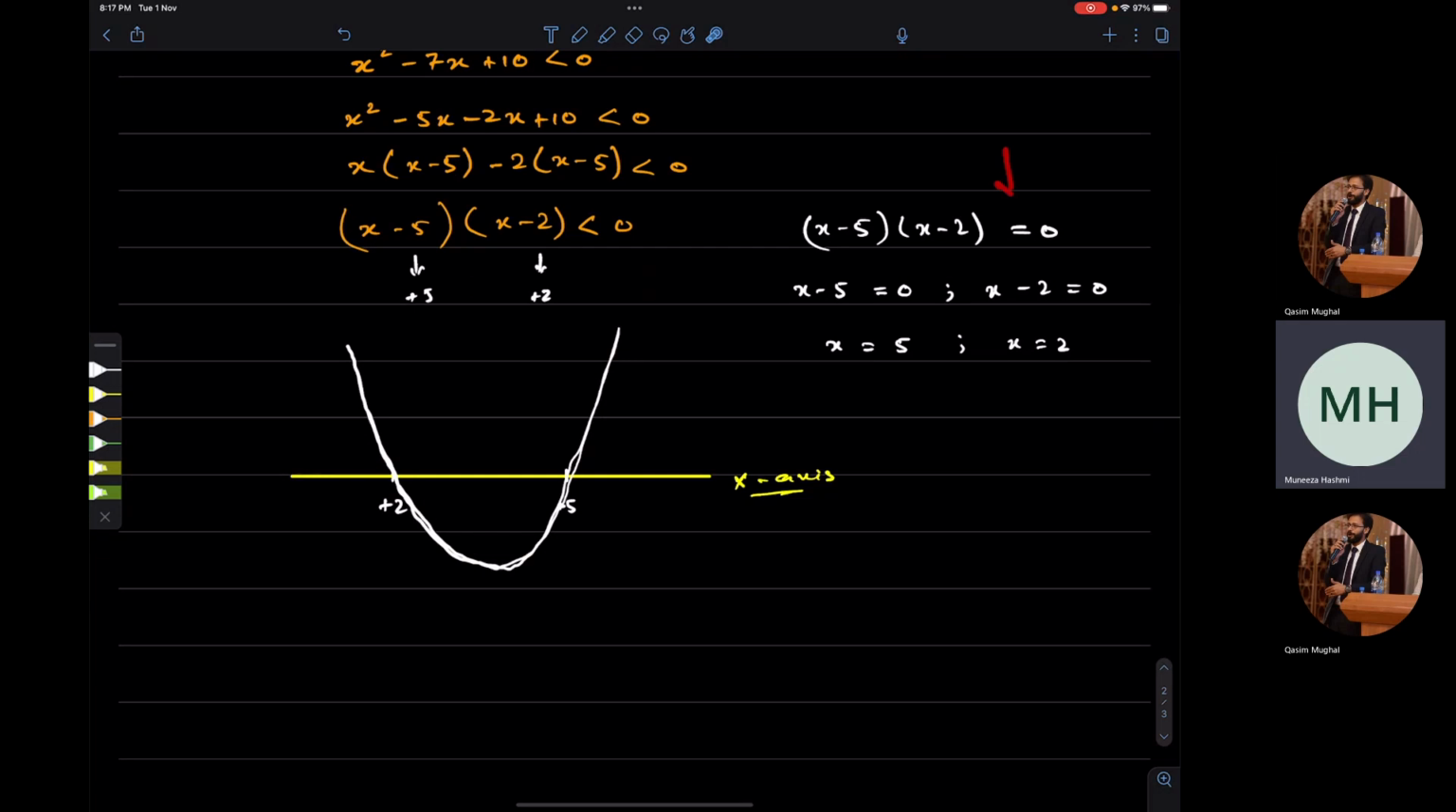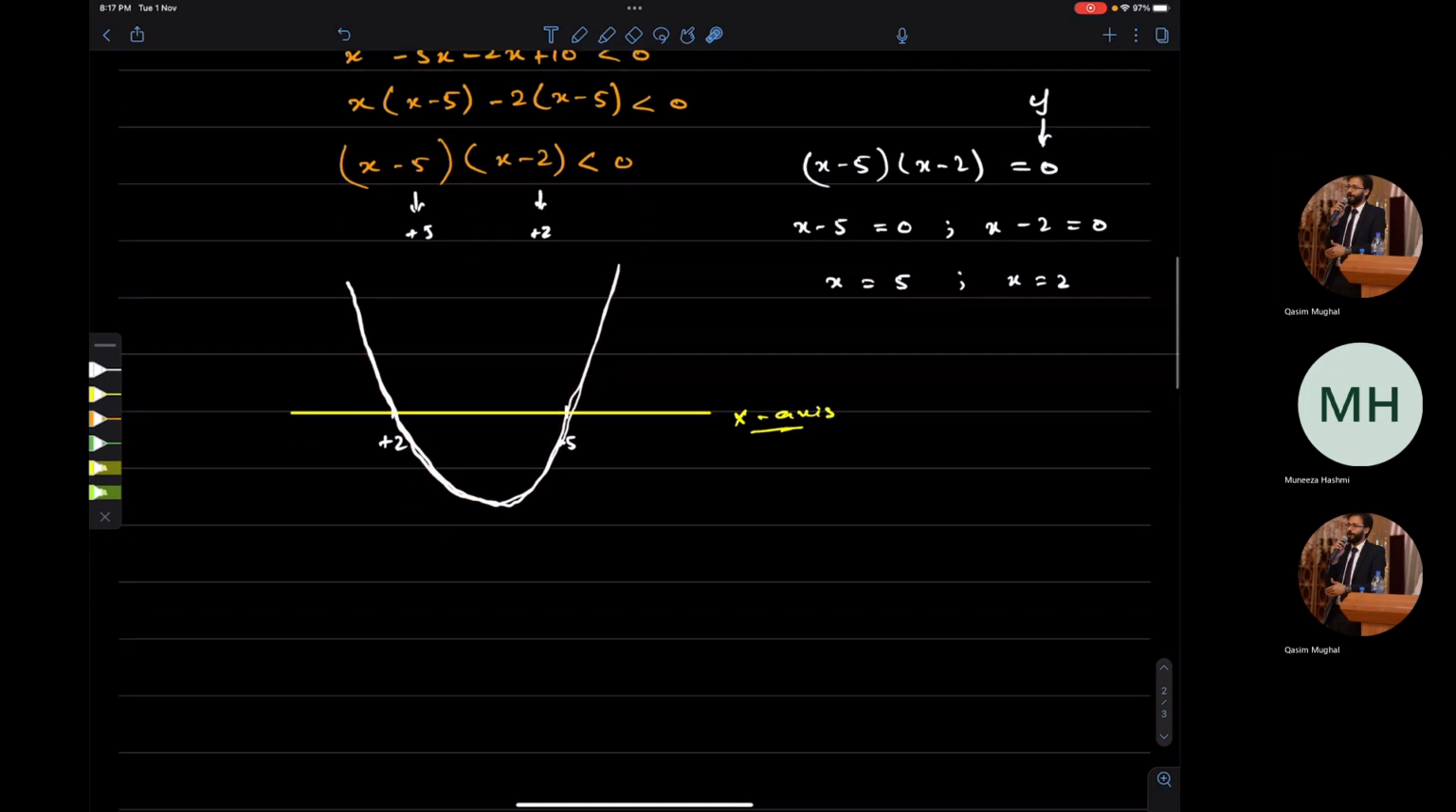Yes, sir. When you say that it is exactly equal to 0, it means you have placed the value of y as 0, and y is 0 on the x-axis, which is a yellow line here. Then you look for the intersection points of the yellow line and the graph of the quadratic, and wherever they intersect, that's basically the solution of the quadratic equation. So we say 5 and 2.